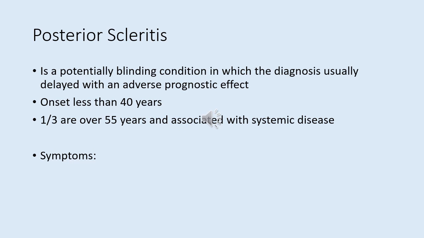Posterior scleritis is a potentially blinding condition in which diagnosis is commonly delayed, with an adverse prognostic effect. The inflammatory changes in posterior and anterior scleral disease are identical and can arise in both segments simultaneously or separately. The age at onset is often less than 40 years. Young patients are usually otherwise healthy, but about one-third over the age of 55 years have associated systemic disease. The pain does not correlate well with the severity of the inflammation.